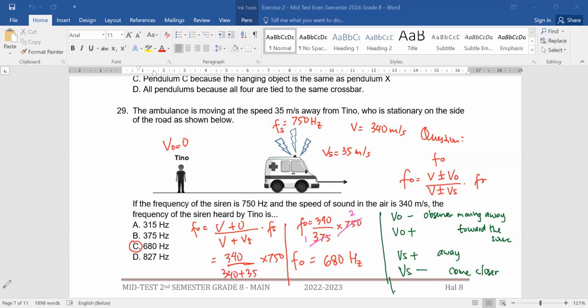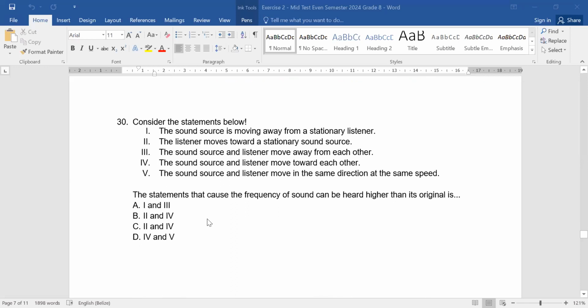Okay, that's question number 29 about the Doppler effect. Okay, the last question, number 30. You are given some statements and you need to find out which one is correct according to the frequency of sound that can be heard being higher than its original. So the FO will be bigger than FS, right?